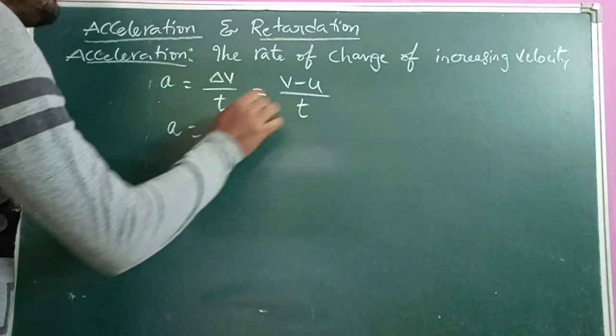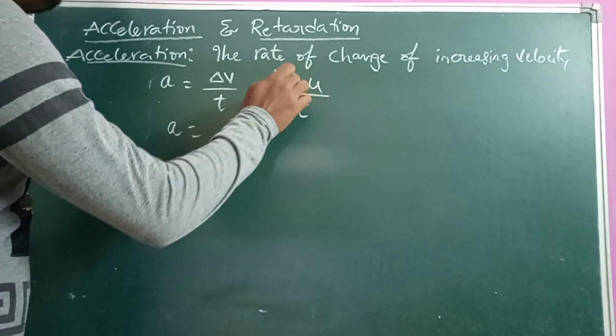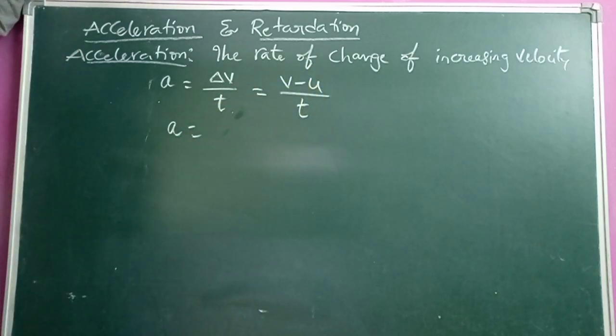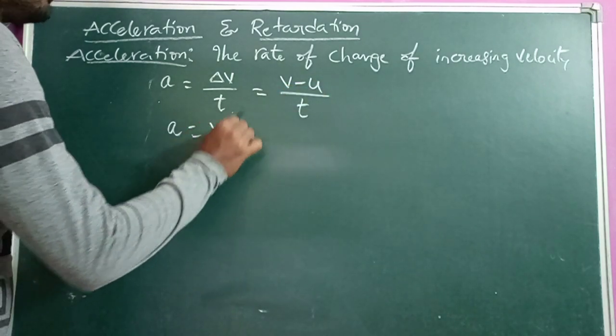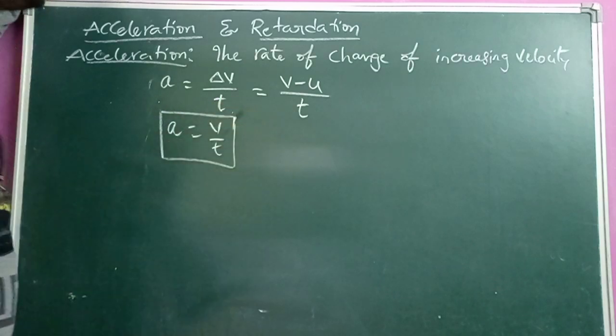So if we subtract the lower value from the higher value, we will get some particular value, and that particular value belongs to velocity. So simply we can write velocity by time, when we subtract velocity from velocity.